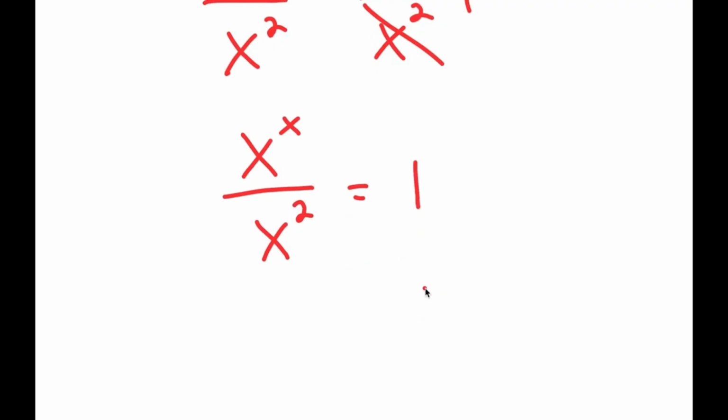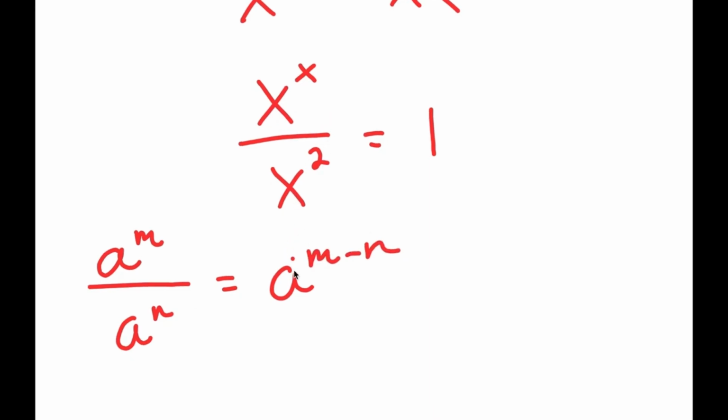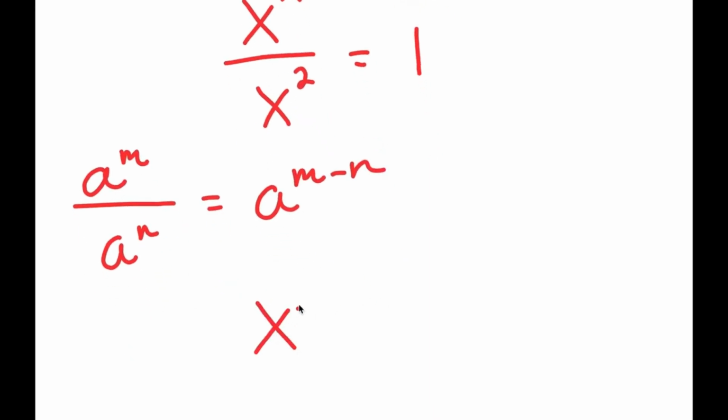Now, if I have something in the form a to the power of m over a to the power of n, this is the same thing as a to the power of m minus n. So x to the power of x over x to the power of 2, that's the same thing as x to the power of x minus 2, which is equal to 1.